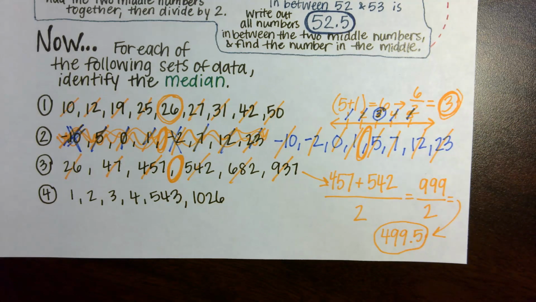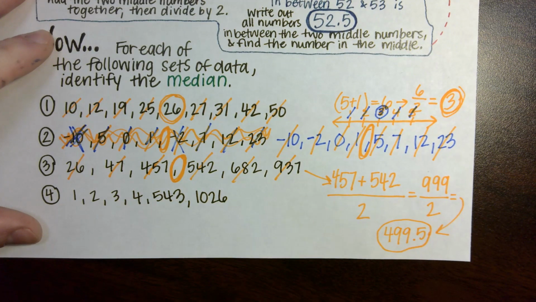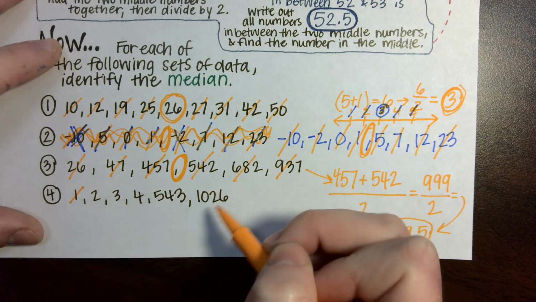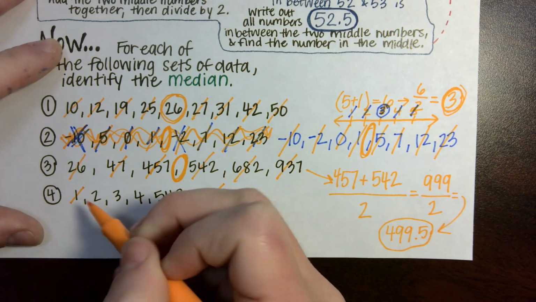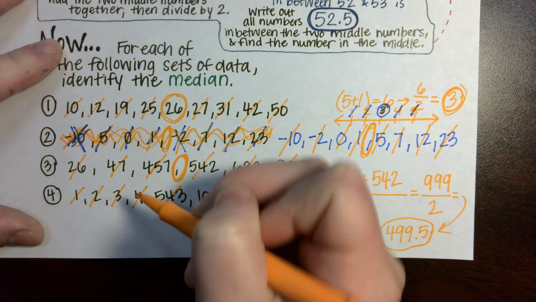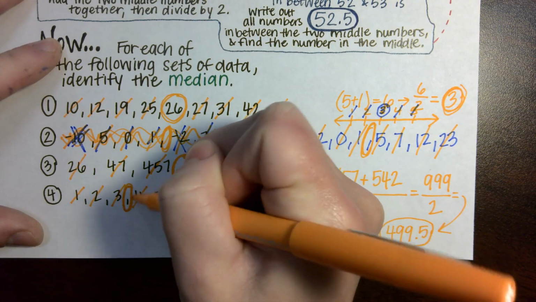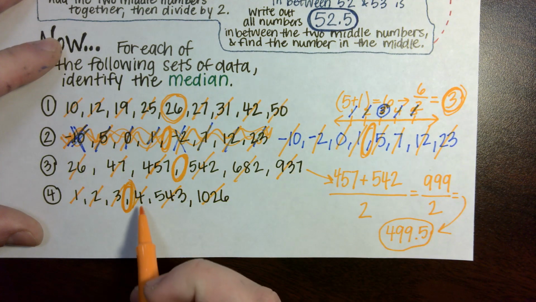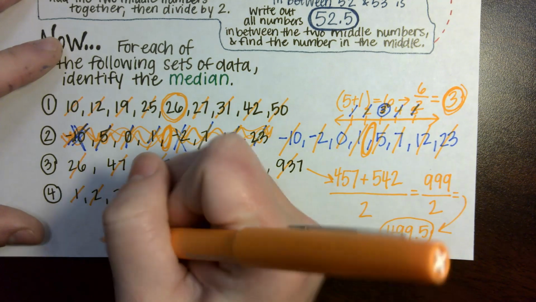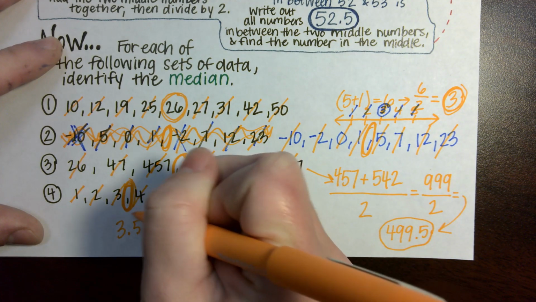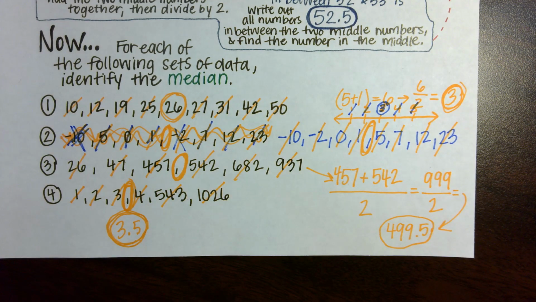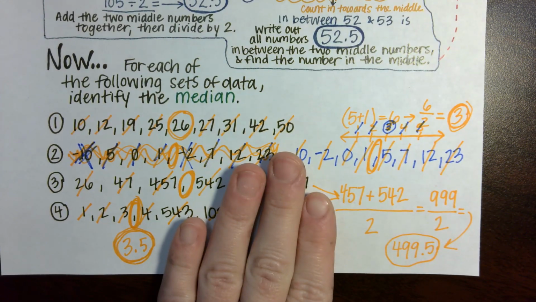Okay, let's look at number 4. Are these in number order? Yes, they are. So we'll just cross them off one by one. 1 and 1026, 2 and 543, 3 and 4. These numbers are already 1 apart from each other, 3 and 4. What is in between 3 and 4? 3.5. That's right. 3.5. All right.